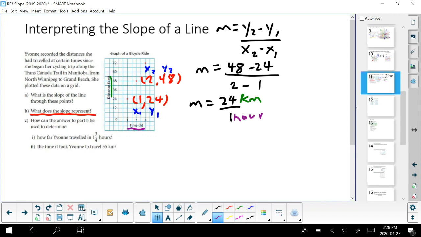Now, for everyone who's ridden in the back of a car before, we know that the speed of your car is measured in kilometers per hour. So this slope actually represents the speed of Yvonne as she is bicycling along the Trans-Canada Trail. So her slope just represents her speed of 24 kilometers per 1 hour.